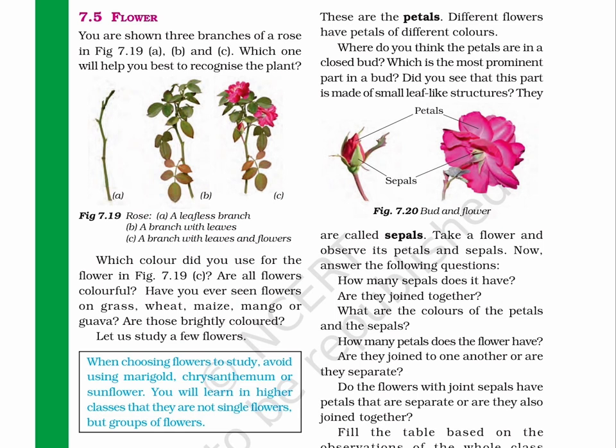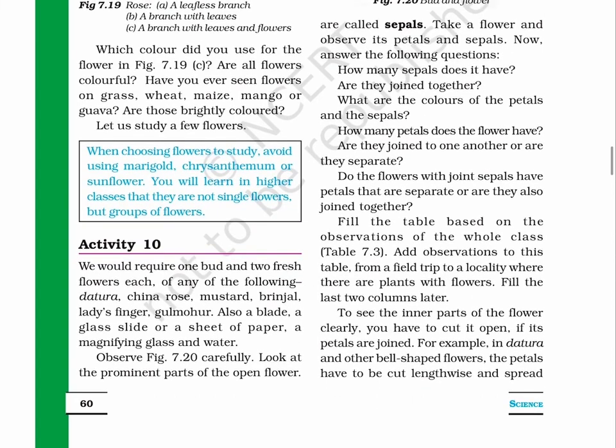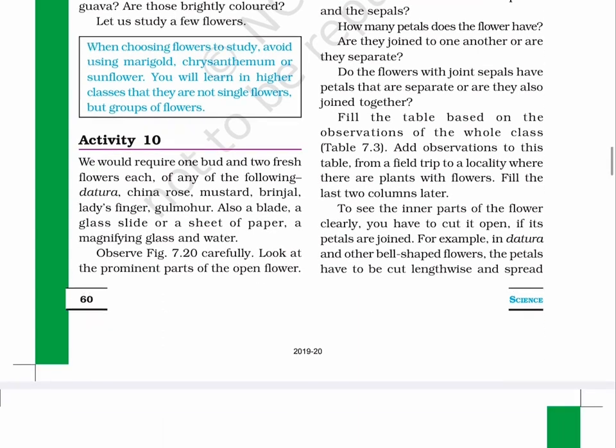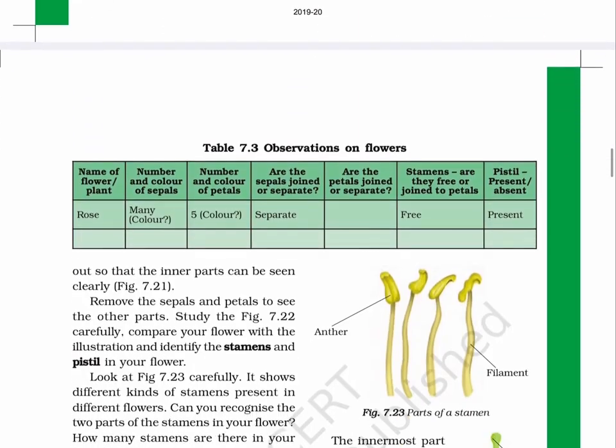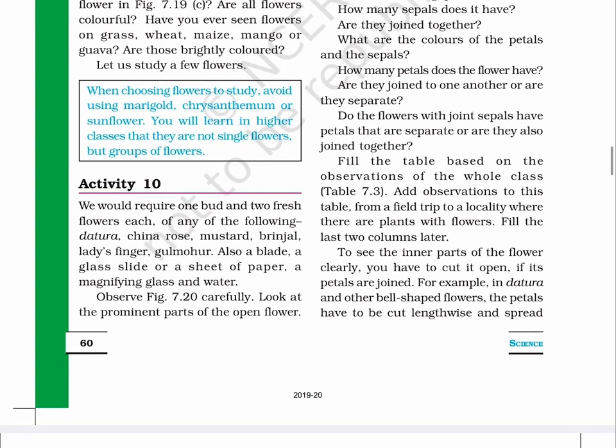Fill the table based on the observations of the whole class, table 7.3. Add observations to this table from a field trip to a locality where there are plants with flowers. Fill the last 2 columns later. Figure 7.20 shows bud and flower. The green portion is sepals and the colored portion is petals.